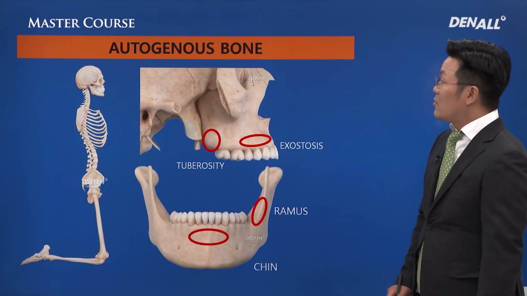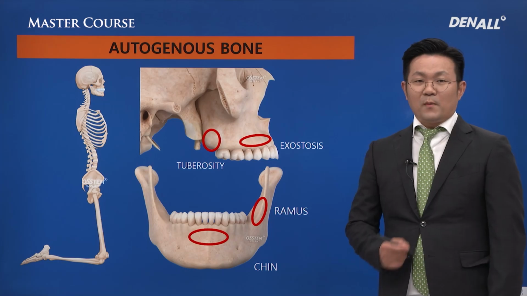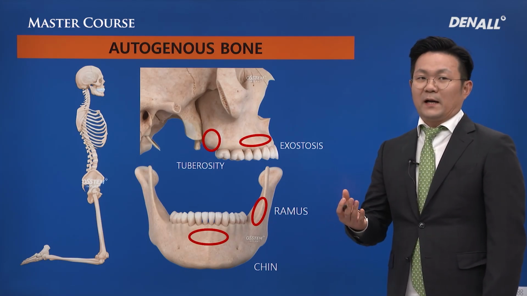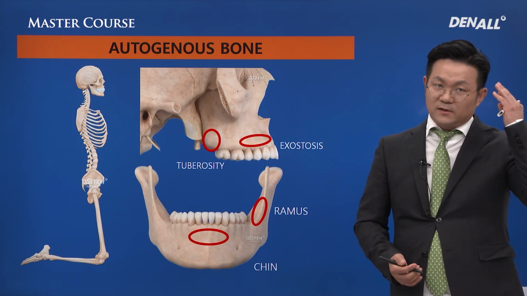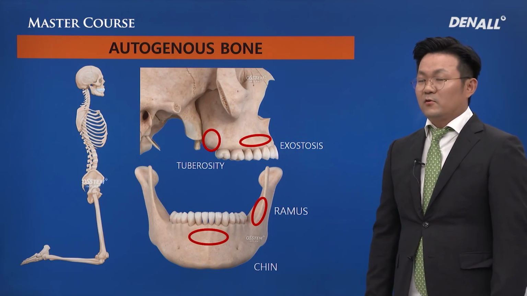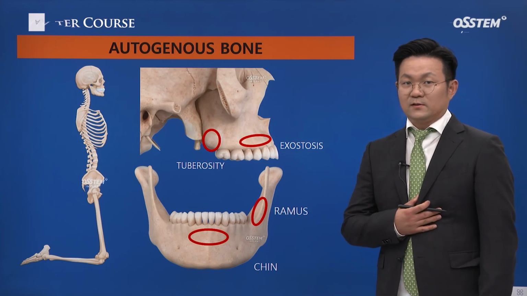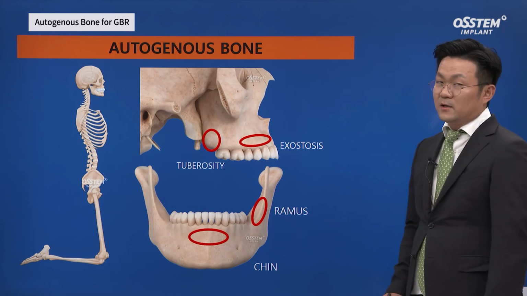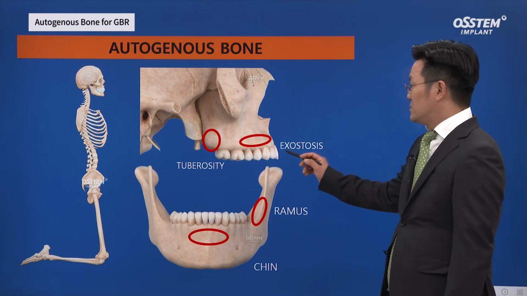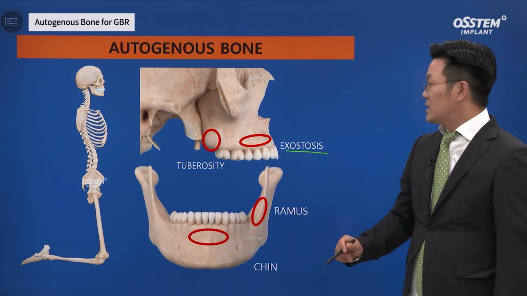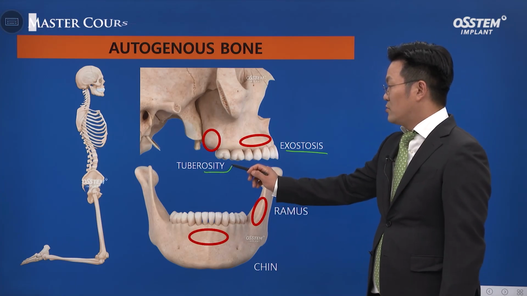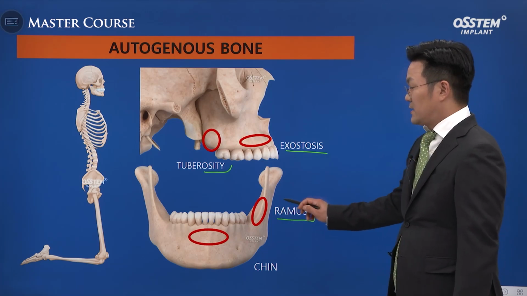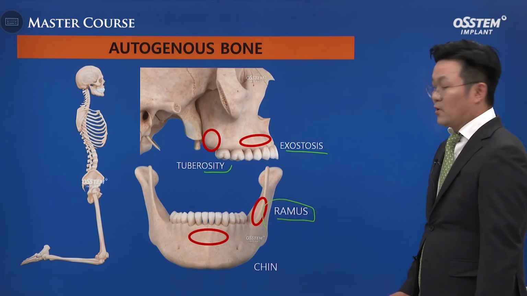Where do we take autogenous bone from our body? Bone used to be harvested from the iliac crest or rib bone, but these days it tends to be from the mouth: exostosis, tuberosity, or ramus, which is the most popular place to harvest the bone, and if necessary, symphysis. From the chin, we get the bone.